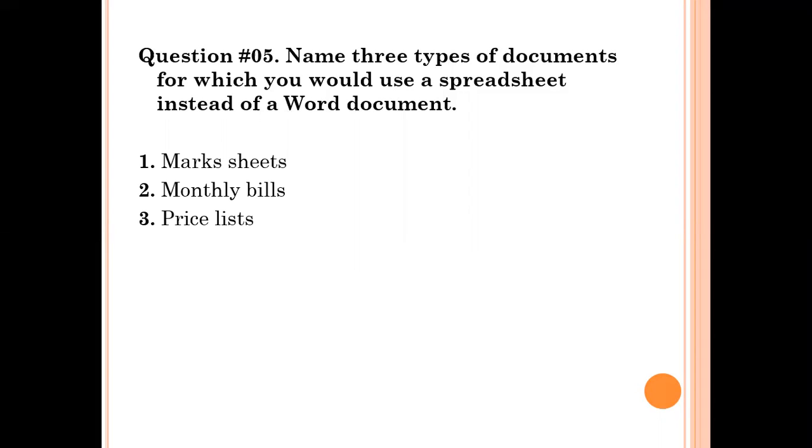You would use a spreadsheet instead of a Word document for these 3 points, 3 types of documents.